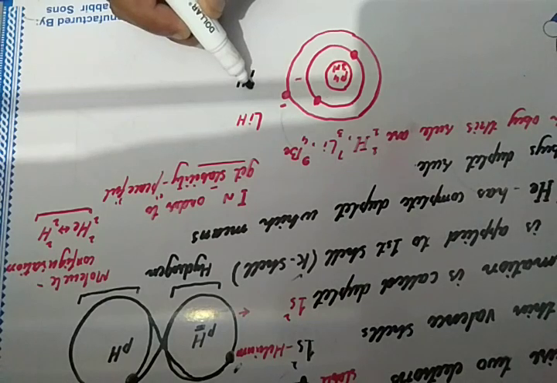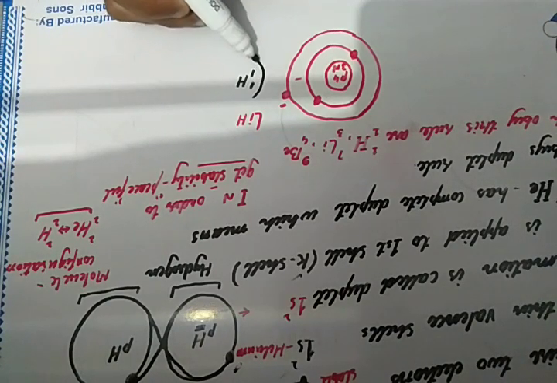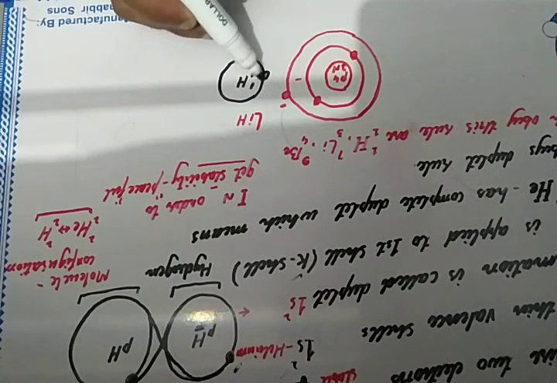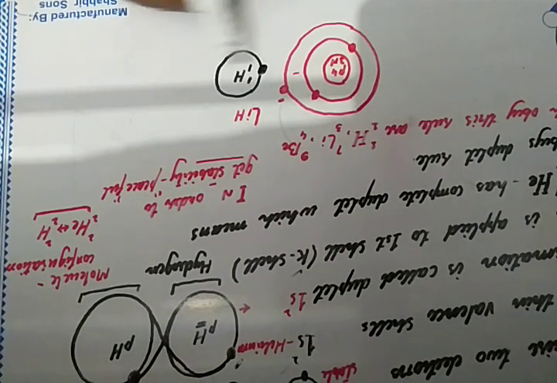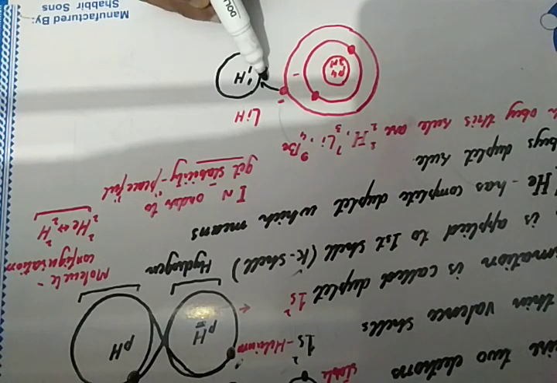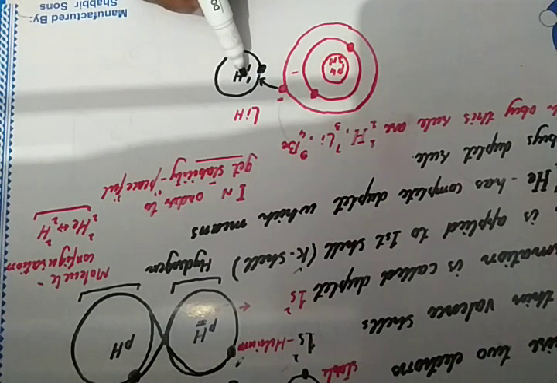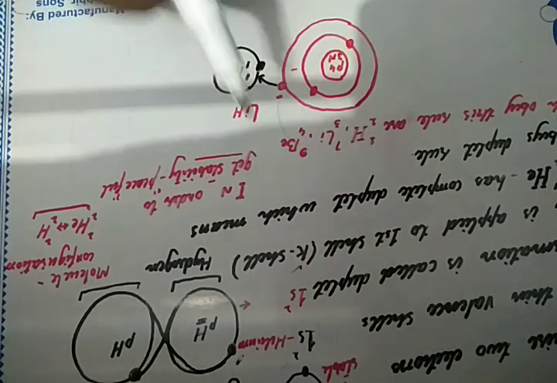So it has atomic number 1, atomic mass 1. It has only one valence shell, and it has only 1 electron here. So in the lithium hydride case, this lithium will donate this 1 electron to the hydrogen atom, or share this electron with it, in order to get the electronic configuration of the noble gas helium.